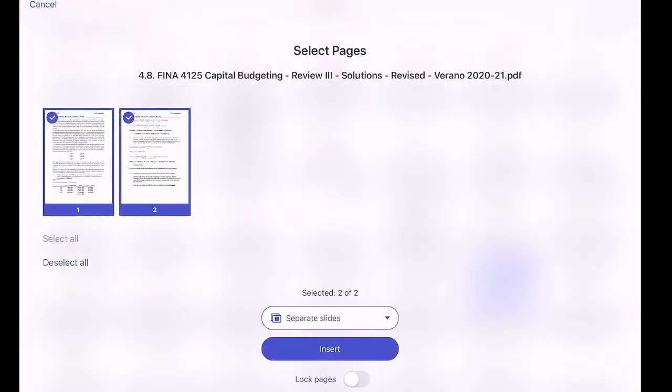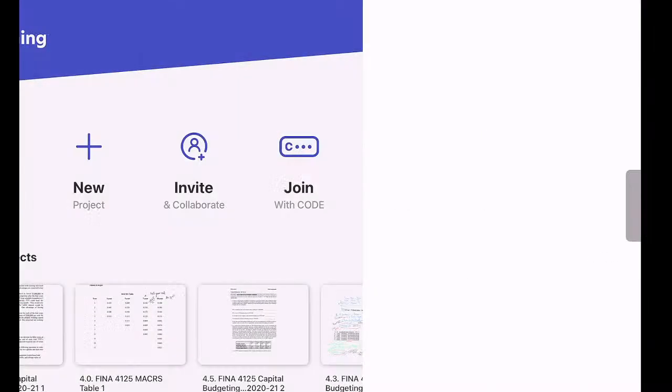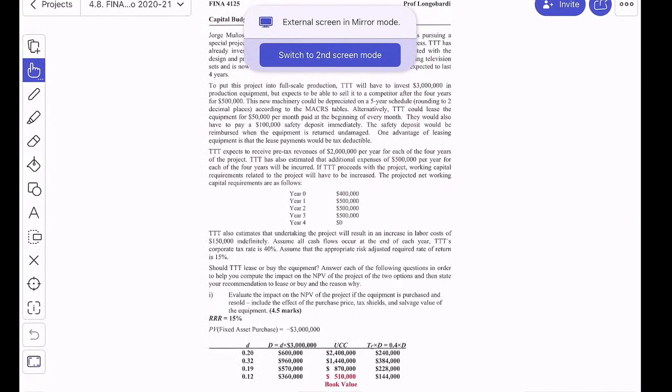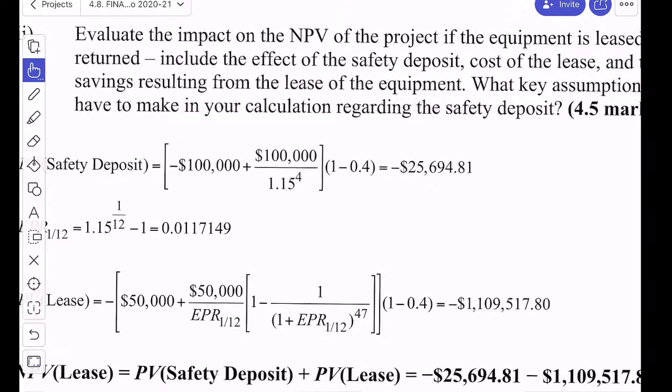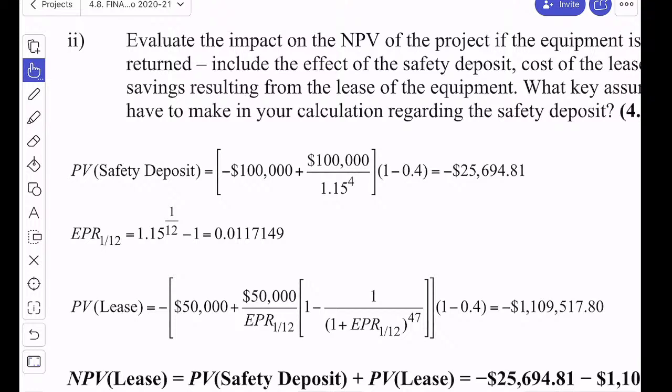So we have a lease. We have to pay a safety deposit, but get the money back in 4 years. And because of the time value of money, we will get less than $100,000 back in present value terms. So we need to discount that amount. The first is a negative because we pay that, then we get this back. And all of this is tax deductible.